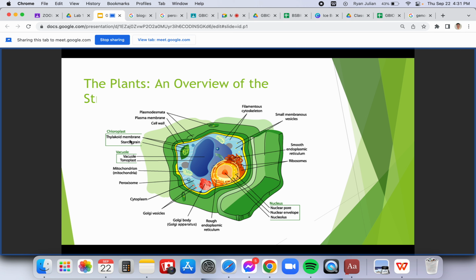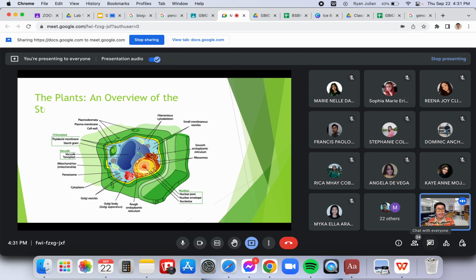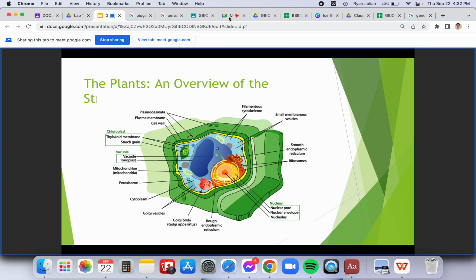And here are some of the organelles that are only exclusive to plants. First on our list is the chloroplast. So any idea what chloroplast is? Yes, anyone, can you type in your answer? What is the role or function of chloroplast in your preconceived or educated knowledge or guess? Ano ang chloroplast?